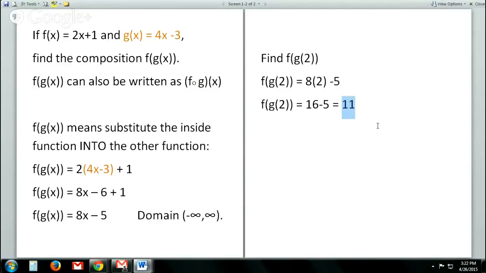Sometimes it's easier to substitute and then do the composition rather than first doing the composition and then substituting, depending on what the problem looks like.